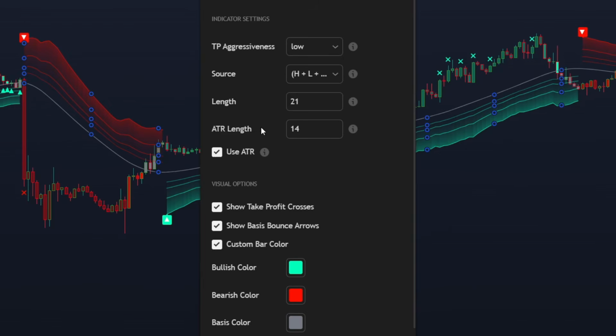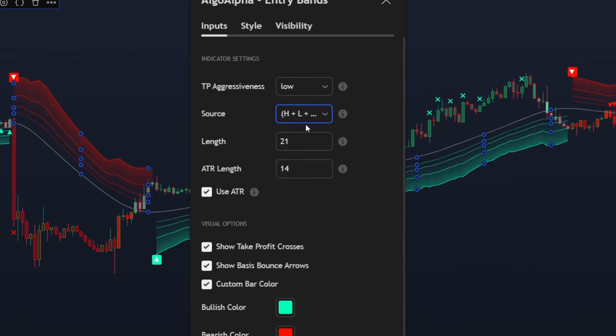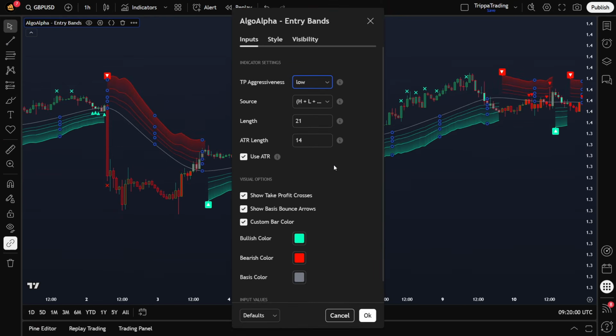You can also change the smoothing of the basis line. Higher smoothing makes it slower, lower smoothing makes it faster. And you can adjust how aggressive the take profit crosses are. If you want earlier profit-taking signals, increase it. If you want fewer signals, lower it. Most of the time, the default settings are fine. Now let's see this in a buy trade.